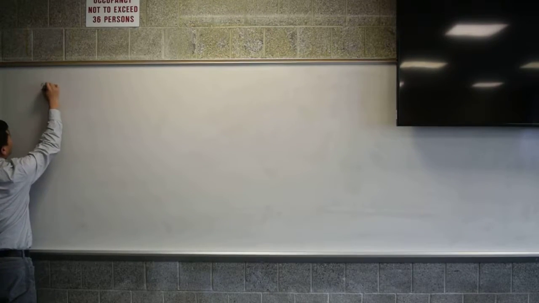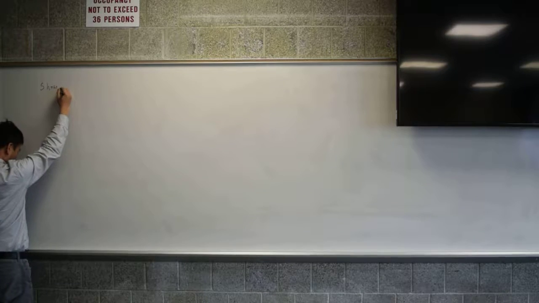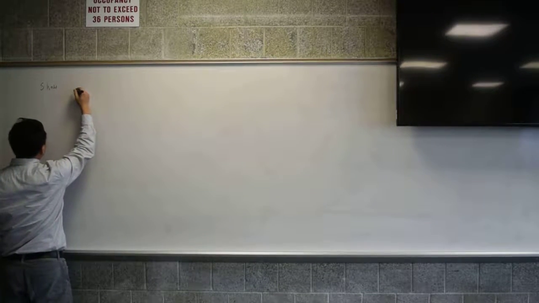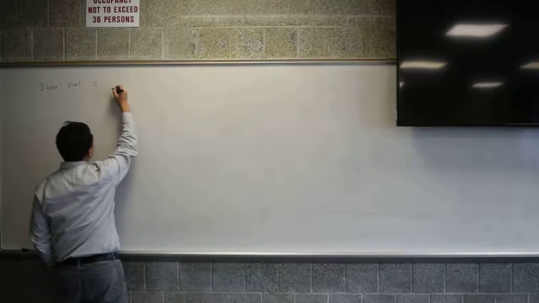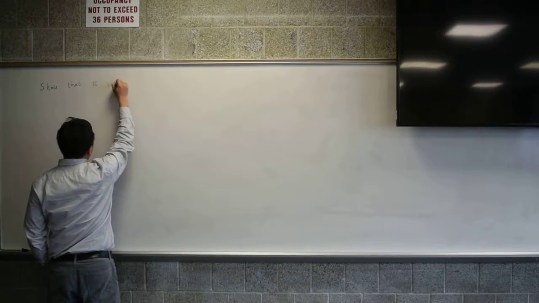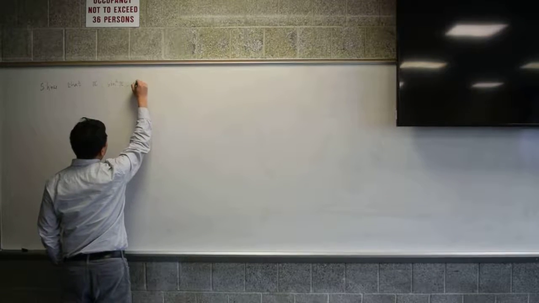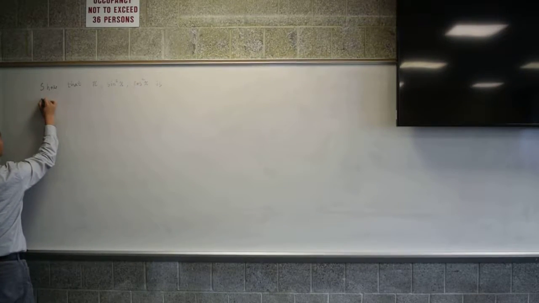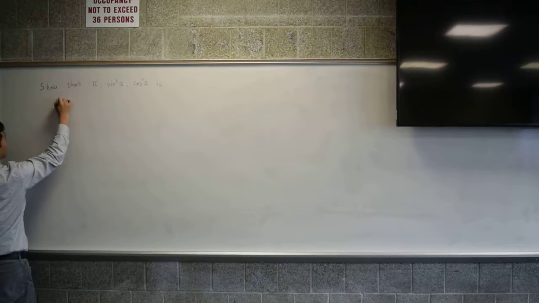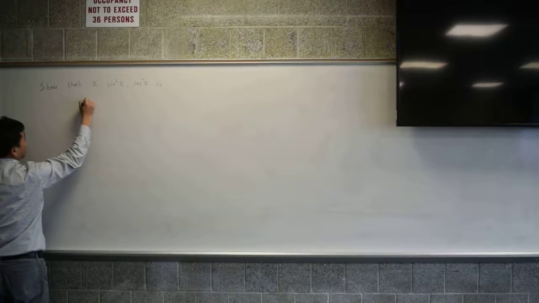Show that sine squared of x, cosine squared of x, and the constant are not linearly independent.